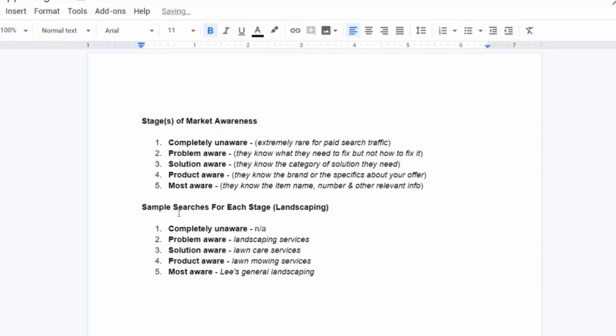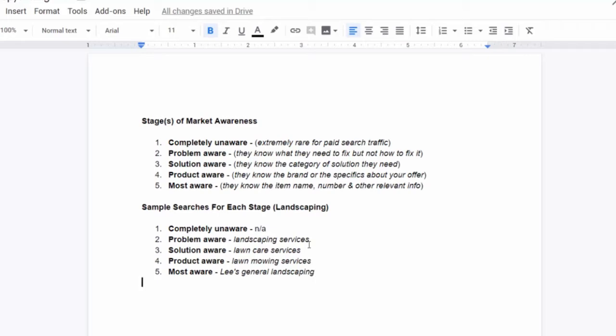Okay, so this is an example for landscaping. Let's say that we're looking to run ads for a landscaping company. These are the different types of searches that each individual would have at each stage. The very first one is problem aware. They know that they have a problem. They want to get landscaping services and they're looking for a landscaping company, whatever that may be. But it's really kind of broad, because they've got a problem but don't know exactly what they need.